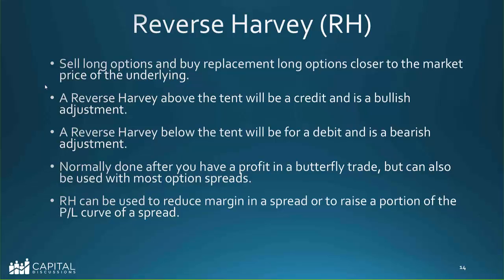So what you can do is roll up those lower longs for just pennies and cut your margin and not really give up too much of your profit. So it's a nice technique not only for the road trip trade, but for any option spread. And okay, in the last bullet, we can use it to reduce margin or raise the profit of the P&L curve.